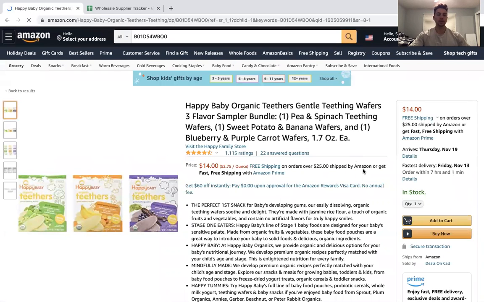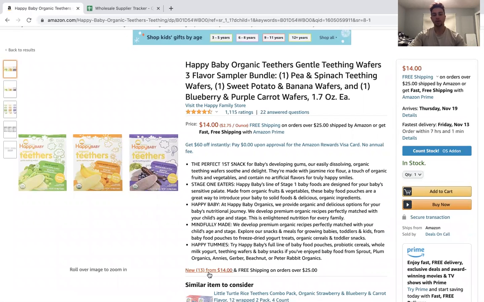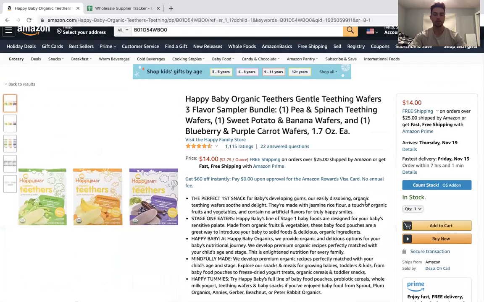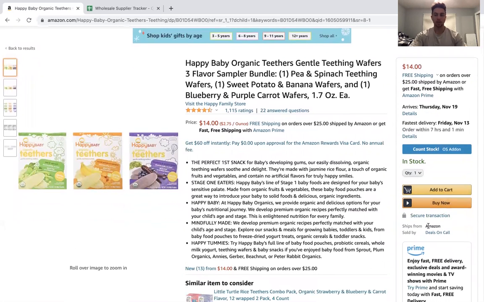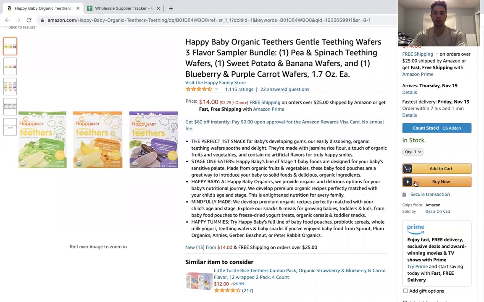And what we can see is that there are 13 sellers on the product listing. And for those of you who do not know, the buy box is what's called the buy it now button. And so this seller would be in the buy box. So what we see here on the right-hand side is that this particular product ships from Amazon. So that means Amazon fulfills the product and they ship the item to the customer. And it is sold by Deals on Call.